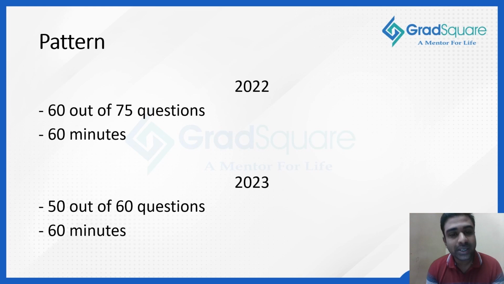In 2023, there is a slight change. The number of questions was reduced from 75 to 60 questions, out of which the candidate has to select minimum 50 questions to answer. Without a change in the time frame and the marking scheme, the pattern of 2024 is likely to follow the same pattern as of 2023.